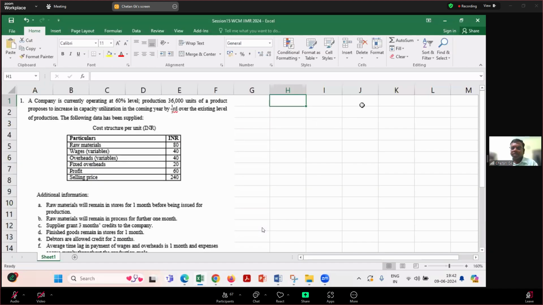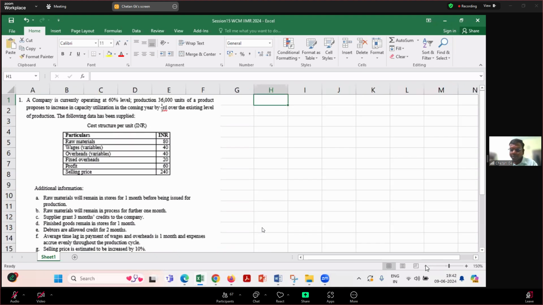Okay, so let us now start with the problem. Please concentrate. It is a very easy problem. The only thing is that here and there hiccups will come up. It is not like the time value of money problems. It is a lengthy problem, but a very easy one.